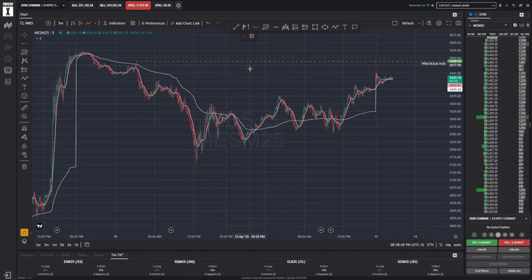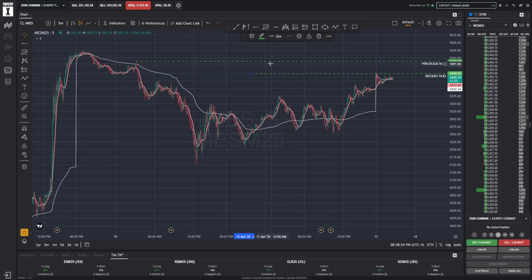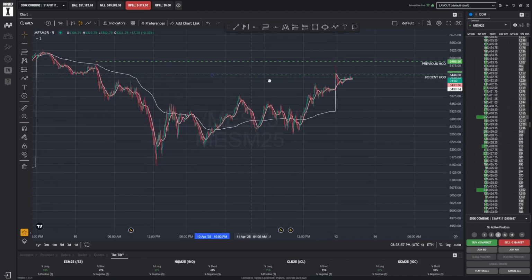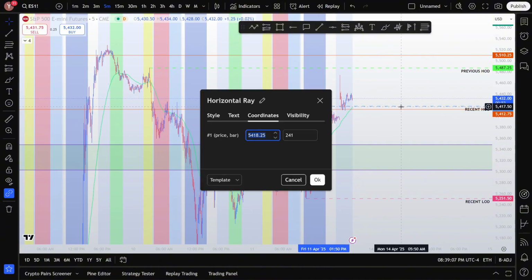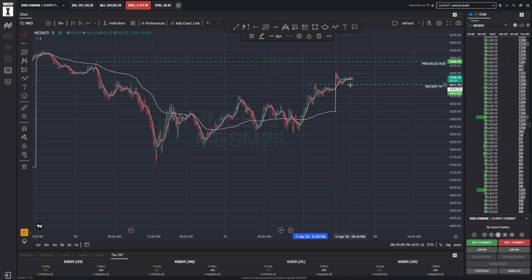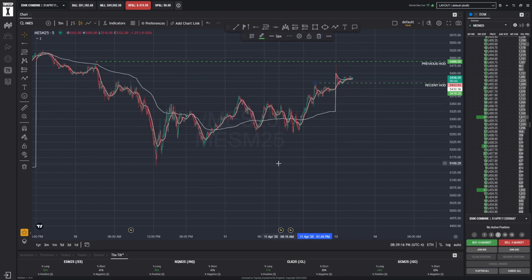Now we're gonna look for the recent high of day, which is Friday's. Previous high of day is Thursday's, and recent is Friday. So the recent high of day, if I'm not mistaken, I think it is here. Right? Let's double check. Let's go to the TradingView. Copy that price. Boom. Yep, right there. You're gonna see why these levels are very important.